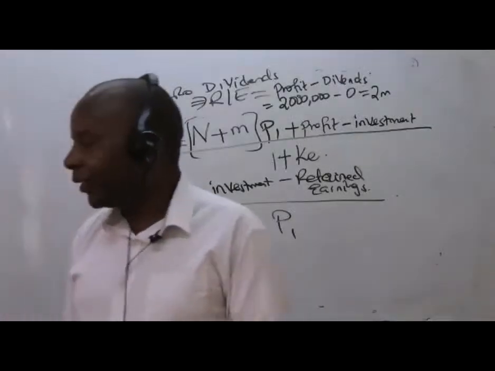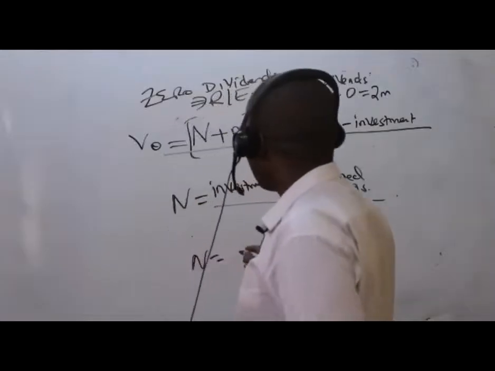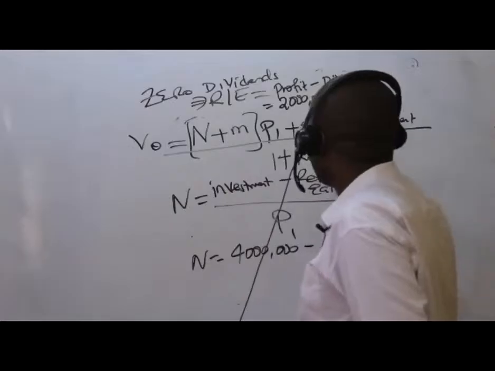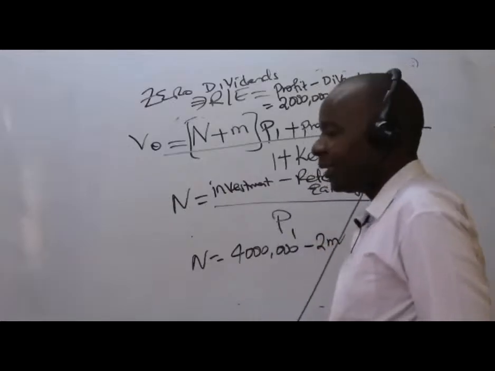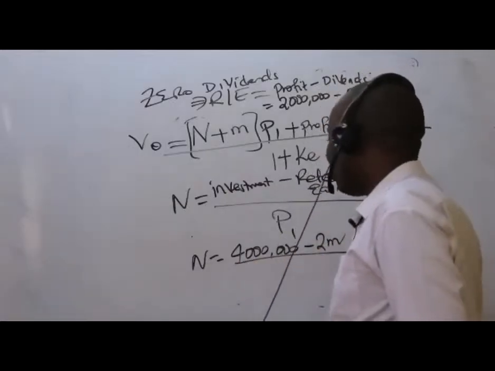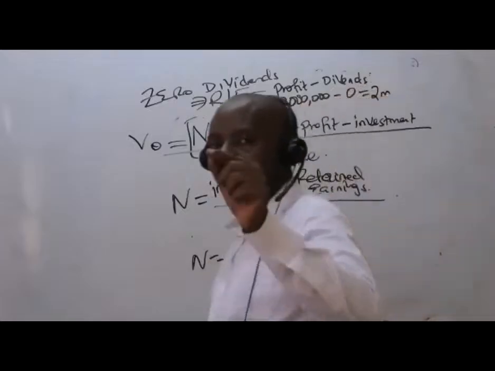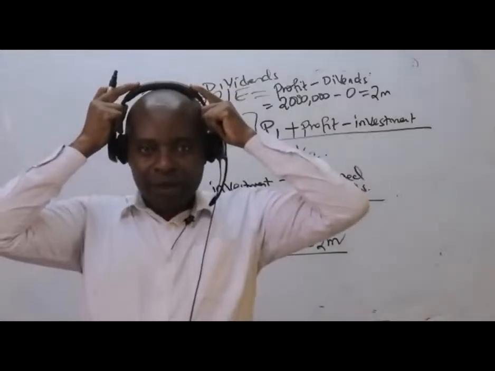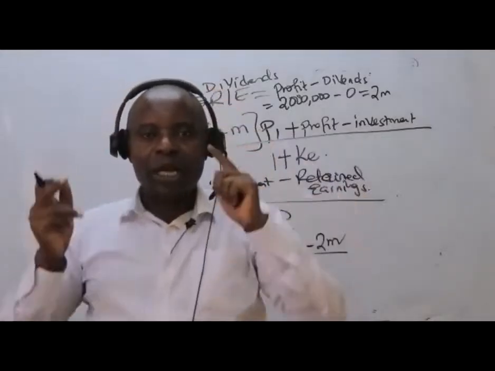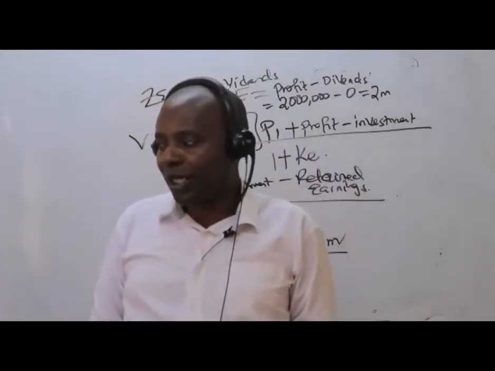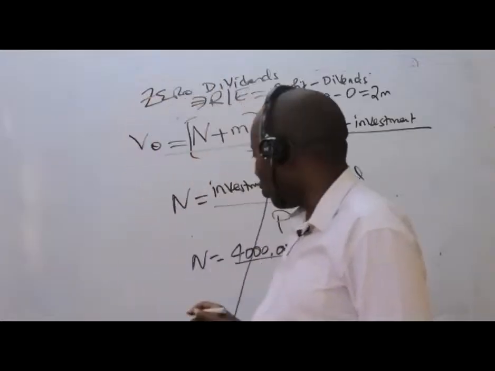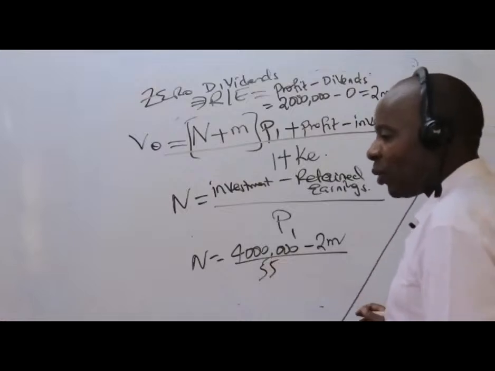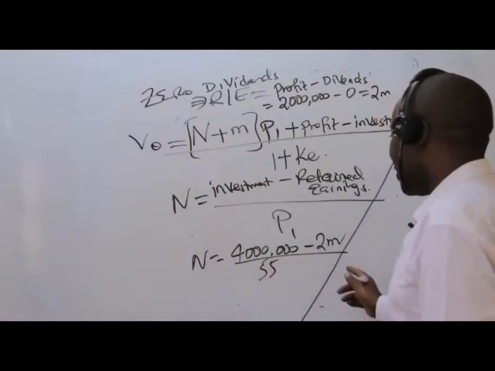I like it that way. So the new investment, we have here 4 million. Retained earnings, we have 2 million, all over P1 for zero dividends policy. Could you kindly remind us what was our P1 under the zero dividends policy? Zero dividends policy P1 was 55. So could you kindly give me an answer here?